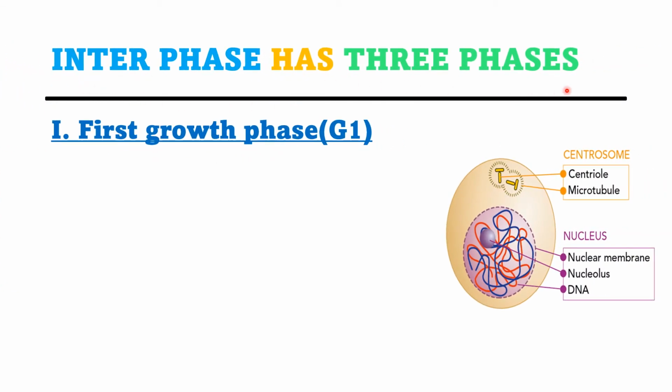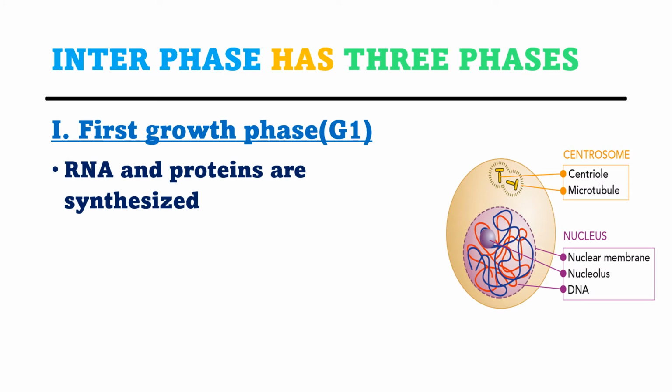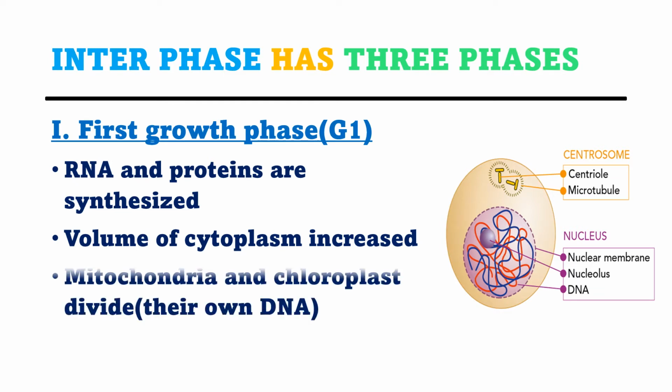Interphase of a cell has three phases. First phase of interphase is the first growth phase or G1 phase. What are the different changes occurring in the first growth phase of interphase? Here RNA and proteins are synthesized, volume of cytoplasm increases, mitochondria and chloroplast divide. These are the different changes that occur in the G1 phase of interphase.